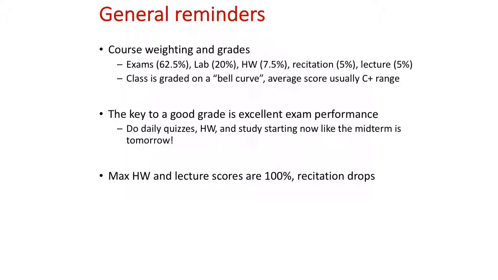I don't know if you guys have noticed this, but the class is worth 62.5% in the form of exams. So really heavily weighted towards the exams. Homework's only 7.5%, recitation's 5%, lecture's 5%. If you go to recitation and come to lecture, you're going to get those points. If you do the homework, you'll get most of those points, if not all. The key is, how do you get those exam points?